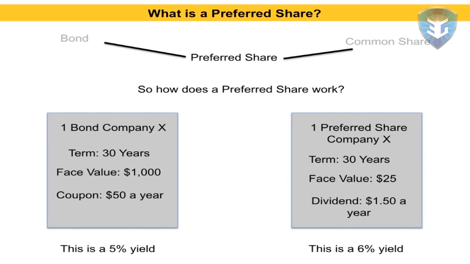So just like that, we have one preferred share of Company X, okay? And let's just say that the term on that preferred share is 30 years. The face value, instead of it being $1,000, is only $25, and it pays an annual dividend of $1.50 a year. And so when you would take that dividend and divide it by the face value, you'd get actually a 6% yield. So this preferred share is very much like the bond in that it has a term, it has a face value. Instead of a coupon, it's now a dividend. The nice thing about the preferred share is it's a cheaper price than the $1,000 for the face value on the bond. But it's operating exactly through the same fundamentals.